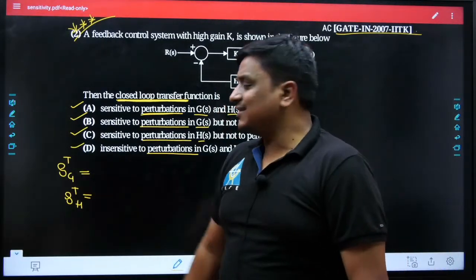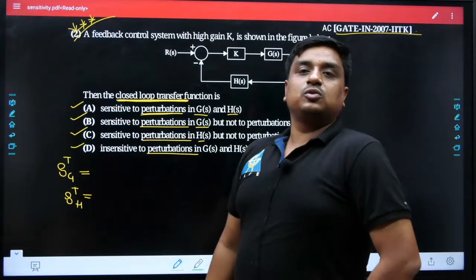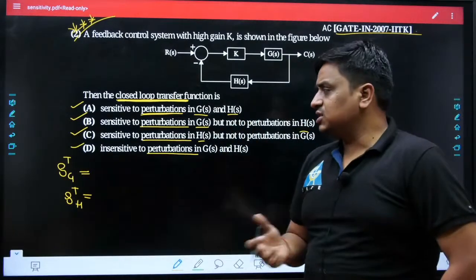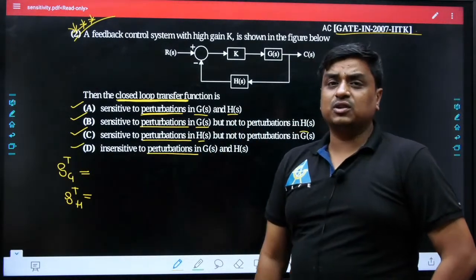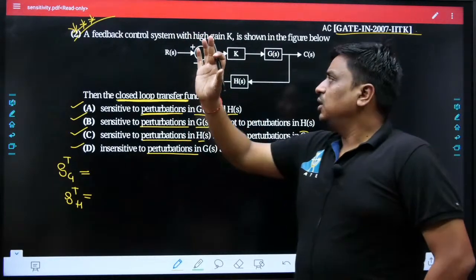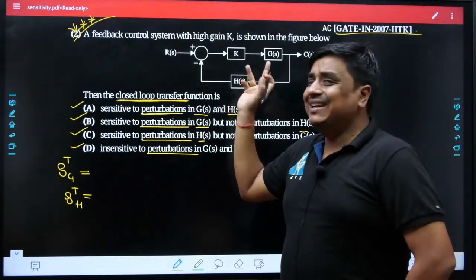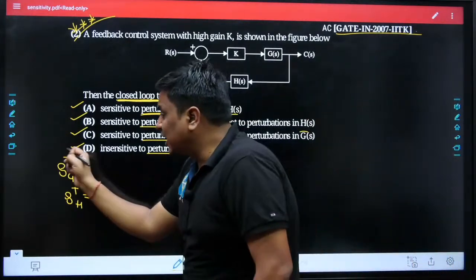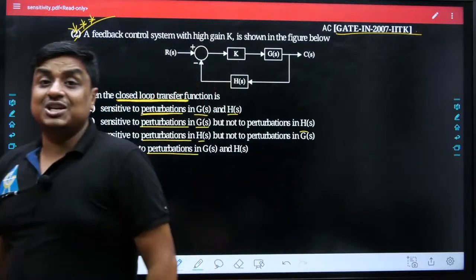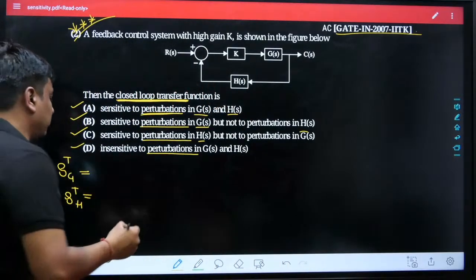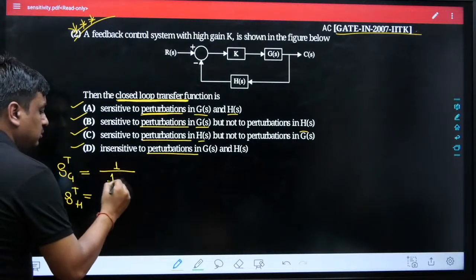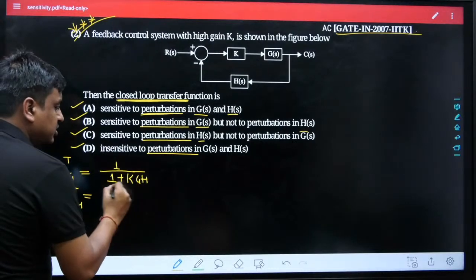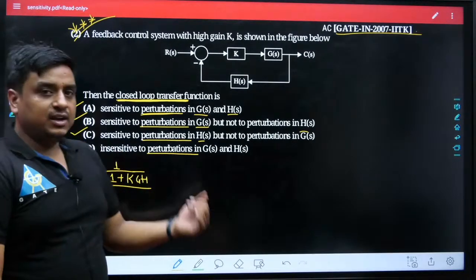So tell me what would be S_T^G? The students who have gone through my last class, where I started the concept of sensitivity, would probably be able to judge the worth of S_T^G. Initially we had a closed loop system where I didn't have K, I had only G(s) as well as H(s). The sensitivity can also be called the perturbation of T with respect to the change in G in a closed loop system. It was simply equal to 1 divided by 1 plus GH, but here it would come with KGH. If you want, I can derive it also.